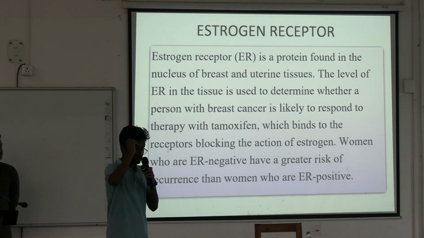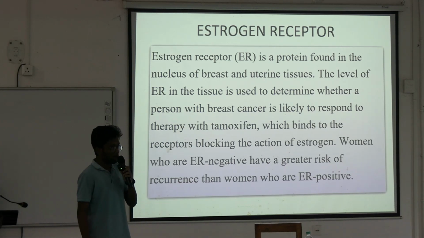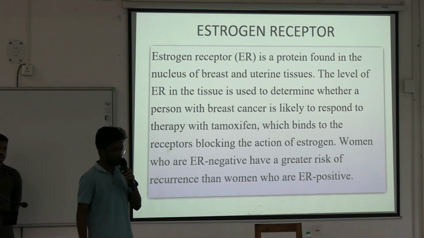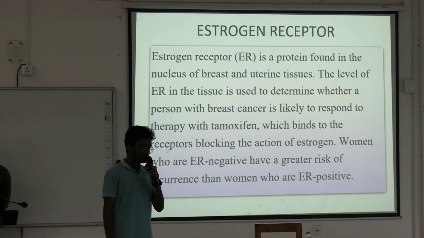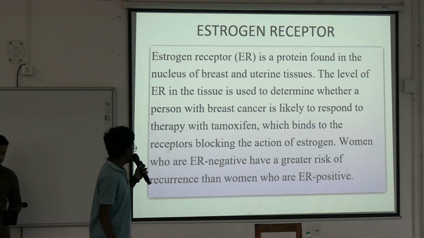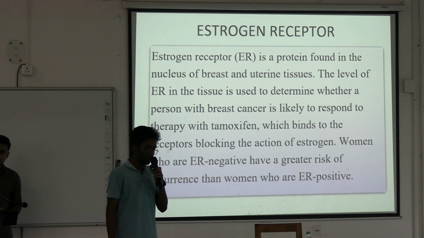Estrogen receptor. Estrogen receptor is a protein which is found in the nucleus of breast and uterine tissue. The concentration of estrogen receptor denotes whether a person with breast cancer will respond to therapy with tamoxifen, which is an anti-estrogen that binds with the estrogen receptor and blocks the action of estrogen. A patient who is ER negative has a greater chance of recurrence than a person who is ER positive.